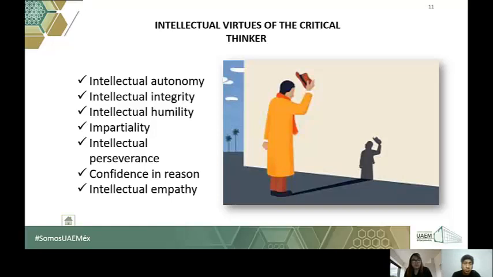In the next point, some intellectual virtues that we can achieve as a consequence of being a critical thinker are intellectual autonomy, intellectual integrity, intellectual humility, impartiality, intellectual perseverance, confidence in reason, and intellectual empathy. Now, critical thinking allows us to have objective thoughts, leaving aside egocentric thinking and always wanting to be right, as we will see later on.